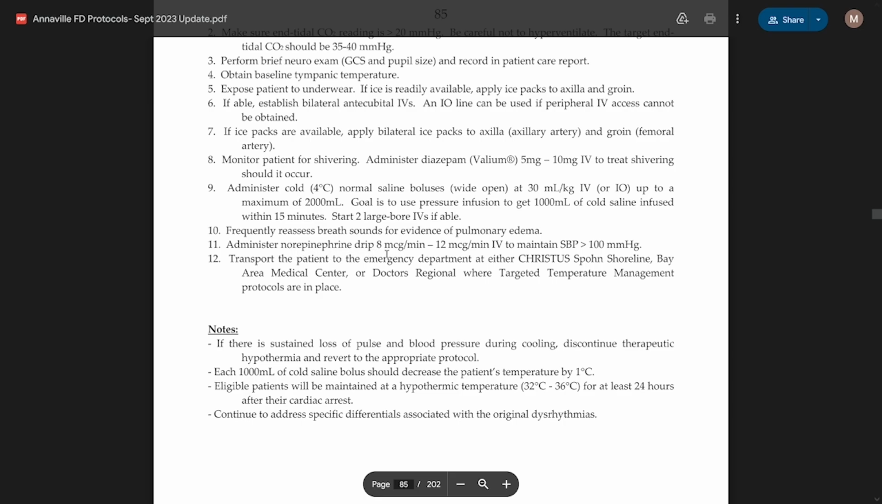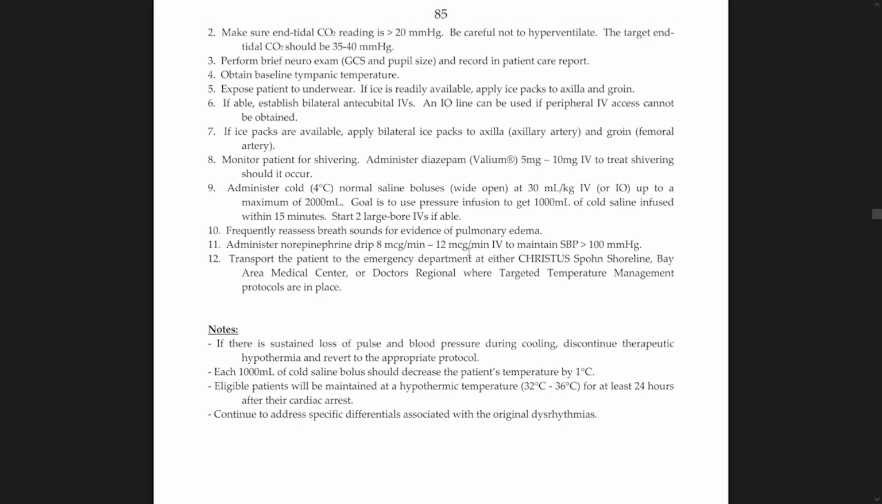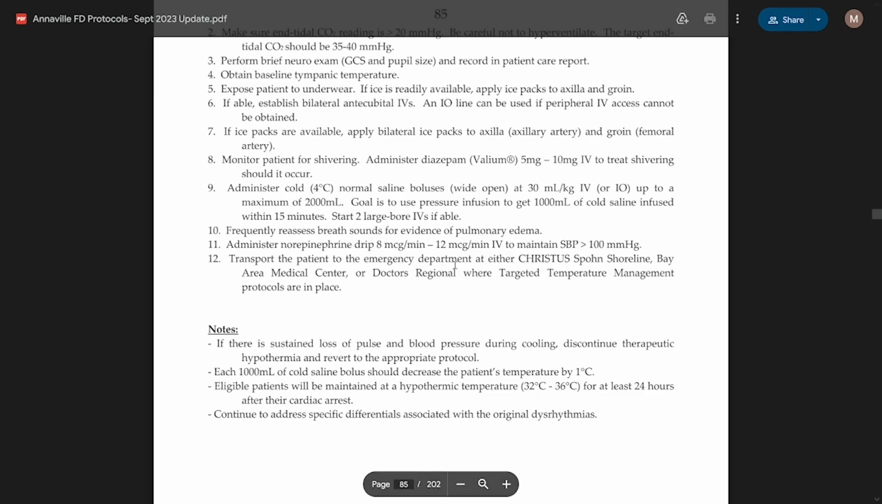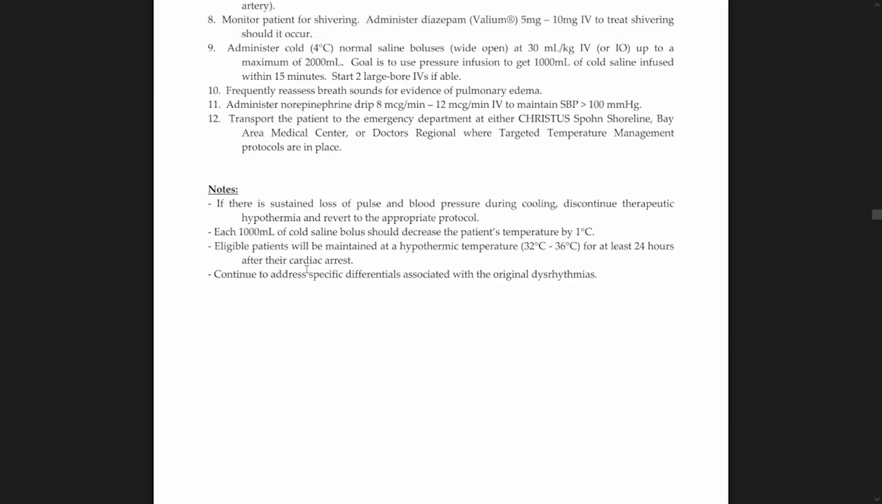Transport the patient to the emergency department at either Christus Spohn Shoreline, Bay Area, or Doctors Regional, where targeted temperature management protocols are in place. Note: if there is sustained loss of pulse and blood pressure during cooling, discontinue the therapeutic hypothermia and revert to the appropriate protocol. Each 1,000 cc's of cold saline bolus should decrease the patient's temperature by 1 degree Celsius.